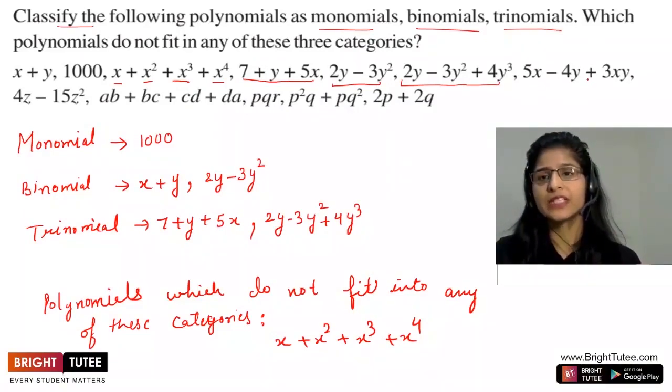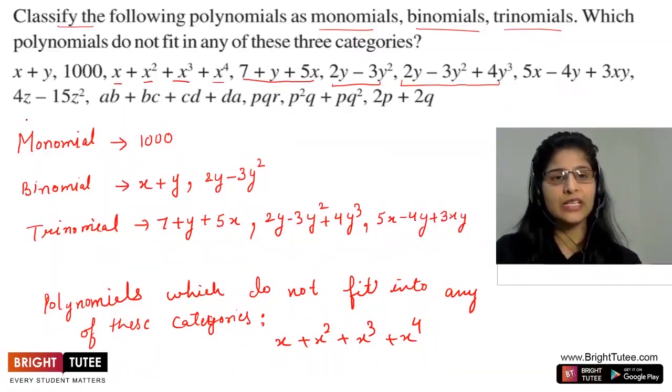Now 5x minus 4y plus 3xy. This is also using 3 terms. So it is a trinomial. 5x minus 4y plus 3xy. Clear? The next one is 4z minus 15z square. So it is using 2 terms. Hence it is a binomial.